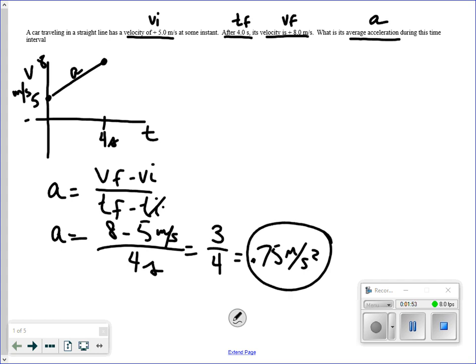Now this question doesn't ask, but if you were asked how far the car travels in this length of time, keep in mind what you would be looking for would be the area under the curve. And in this case, it is not a triangle or a rectangle. It's a trapezoid. But you can break it up into a triangle and a rectangle, and you could add them together if you wanted to know how far the car went. All right, so there's our first one. Hopefully that was an easy one for you.